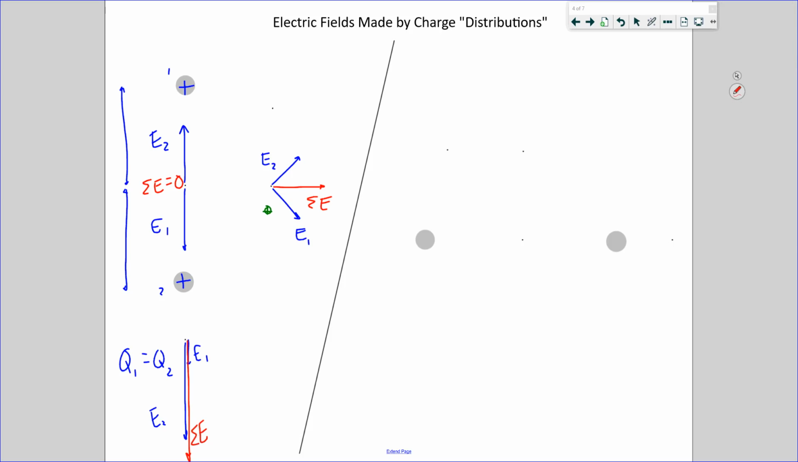At this sort of asymmetric location at the top right, we get a field made by 1 that looks like that. We get a field made by 2 that looks like that, definitely smaller than E1. And thus, we get a net electric field that is the resultant of those two, and it looks like that.